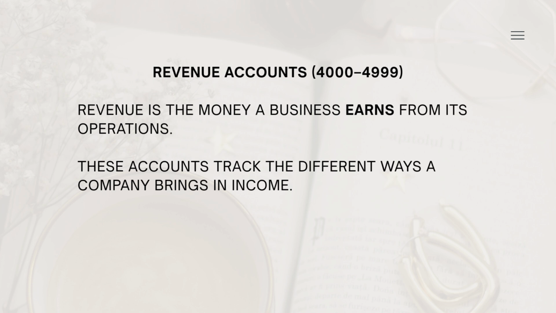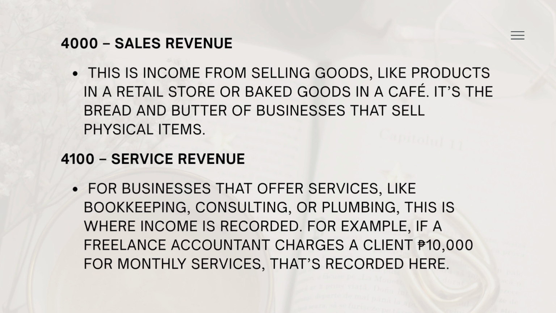Revenue accounts, 4,000 to 4,999. Revenue is the money a business earns from its operations. These accounts track the different ways a company brings in income. 4,000. Sales revenue. This is income from selling goods, like products in a retail store or baked goods in a cafe. It's the bread and butter of businesses that sell physical items.